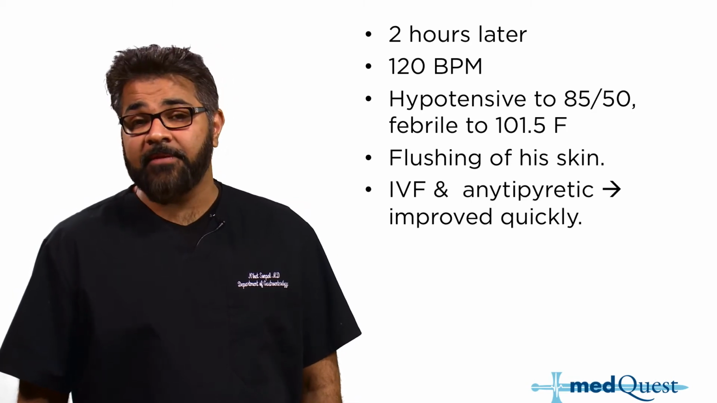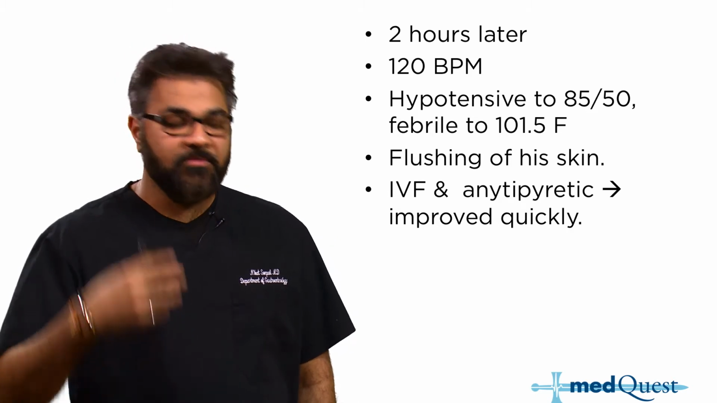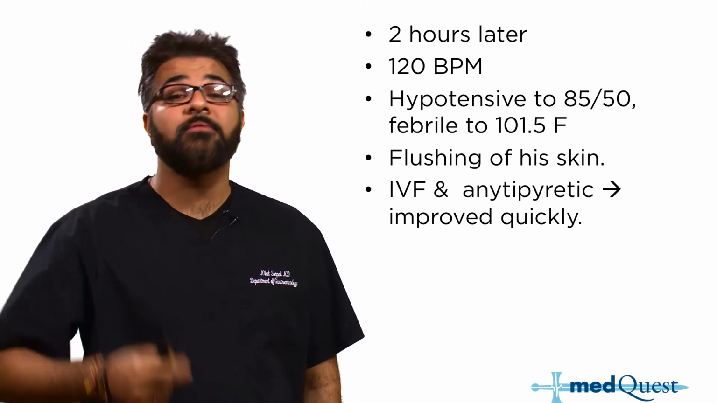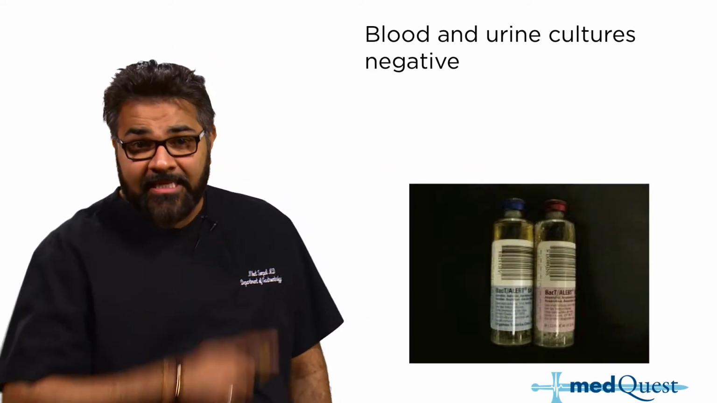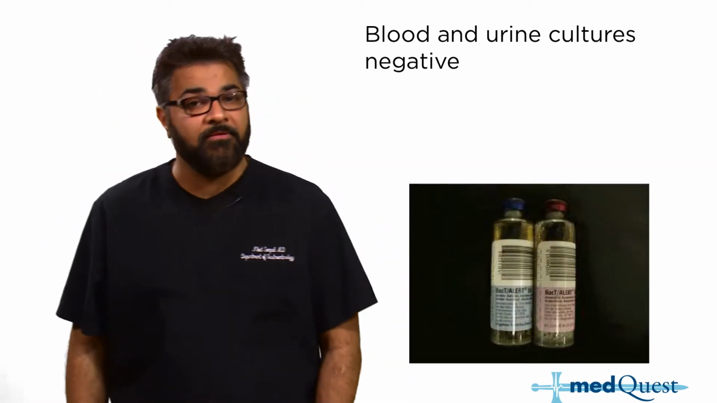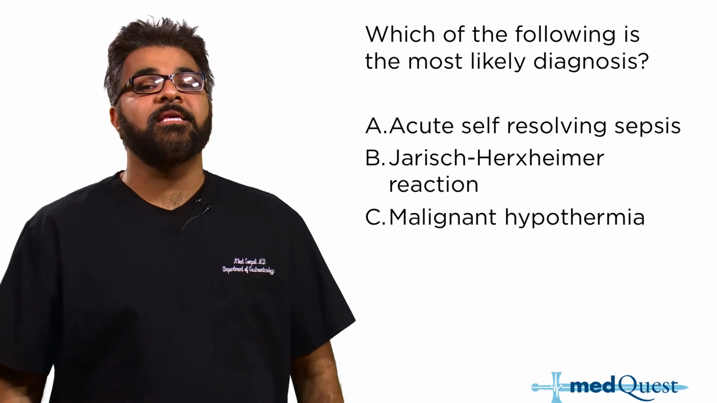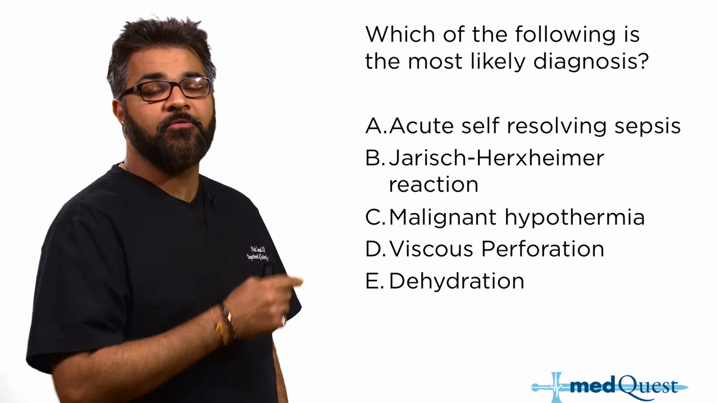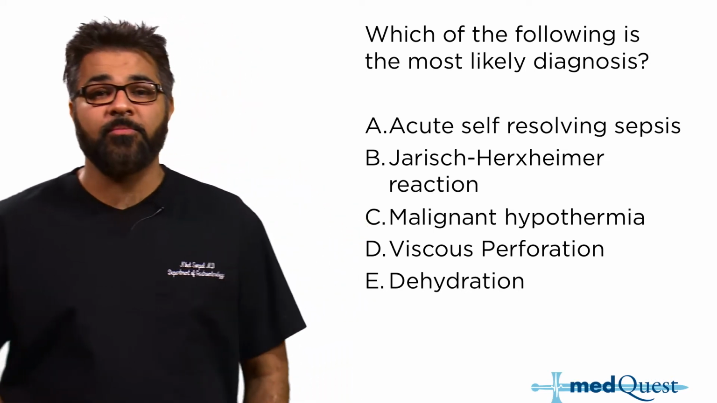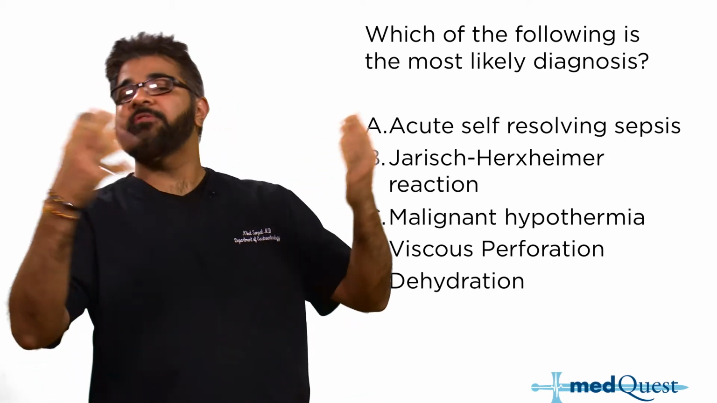He has flushing of his skin, but then they tell you give him IV fluids, you give him some antipyretics like Tylenol or acetaminophen, and he improves quickly. The next thing they tell you is that blood and urine cultures are negative, and he's observed for the next few days and nothing grows out. Which of the following is the most likely diagnosis? Is it E, dehydration, viscous perforation, C, malignant hyperthermia, B, the Jarisch-Herxheimer reaction, or is it acute self-resolving sepsis?